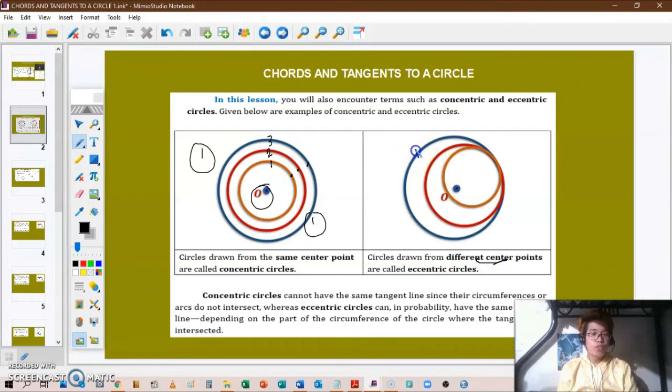But for eccentric circles, they have different center points. For the first circle, the blue circle, the center is point O. For the second circle, the center could be here. And for the third circle, the center could be here. Those are our two types of sets of circles. The concentric circles have a common center point, and the eccentric circles are circles with different center points.